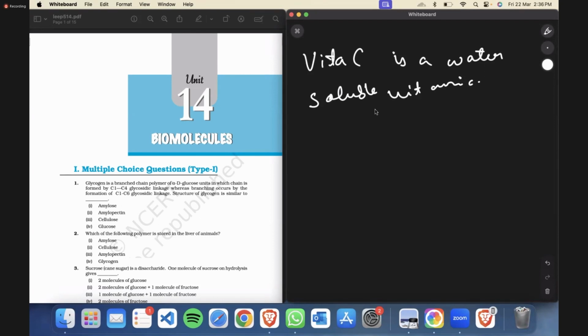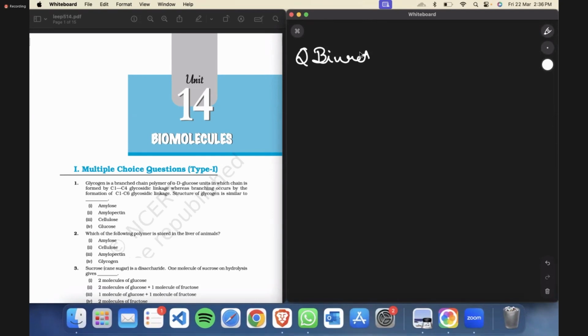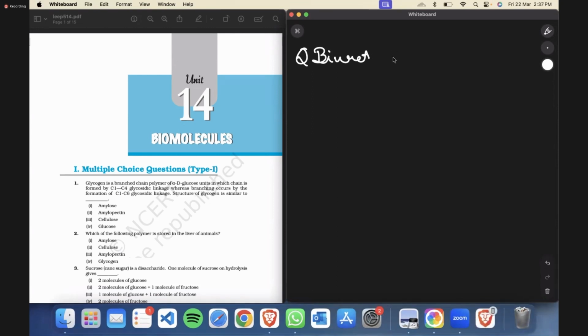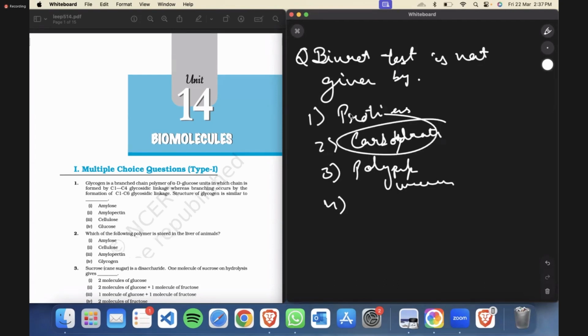Biuret test is not given by which of the following: proteins, carbohydrates, polypeptides, and urea. So this Biuret test is not given by carbohydrates.